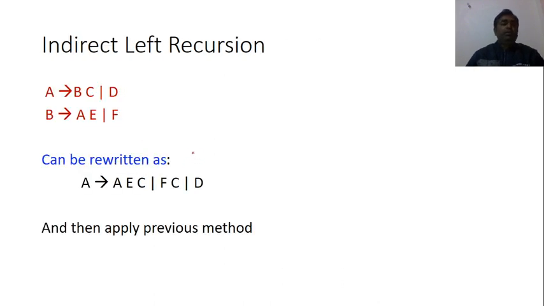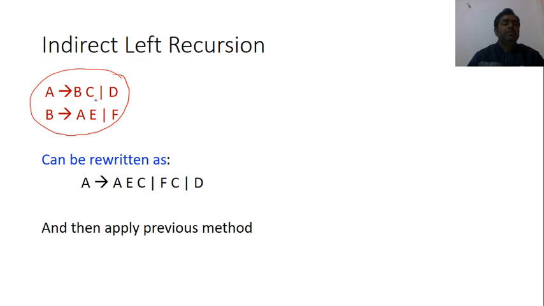Now there is one more thing that is known as indirect left recursion. Indirect left recursion means what? If you just see this grammar, in this grammar, this is A, this is B, this is A, this is D, this is B, this is A, this is B, this is F. So there is no left recursion.